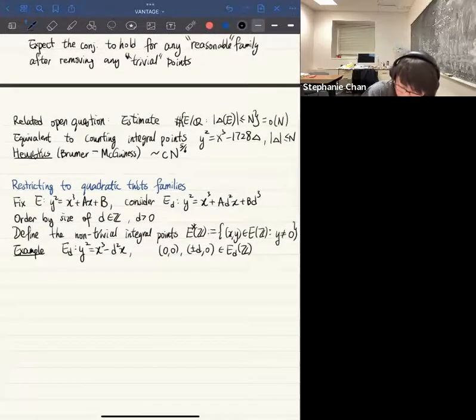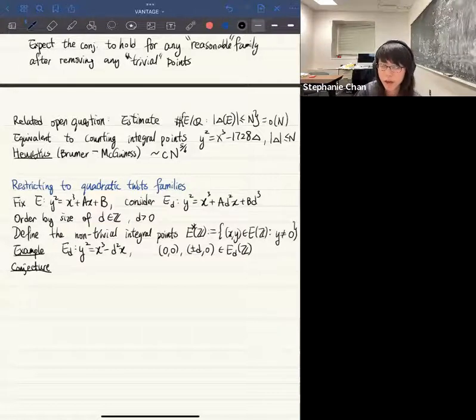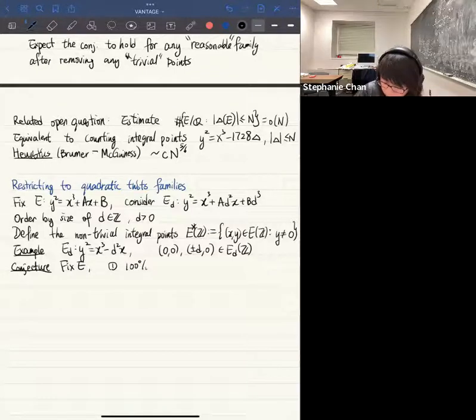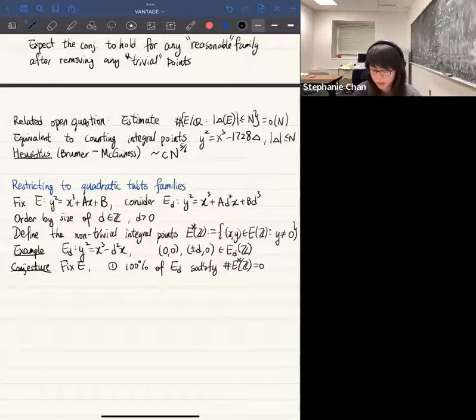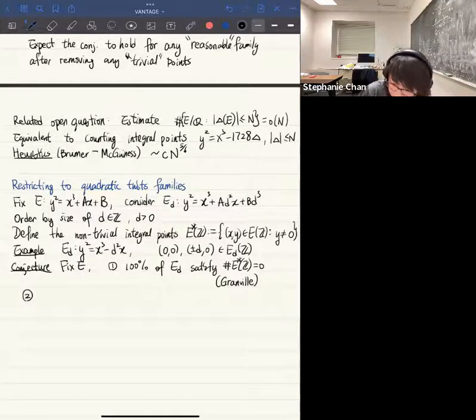Okay, so the conjecture here, which is just a different version of the conjecture I stated before, but now I'm stating it for the quadratic twist family, is that now I fix an E and then I twist them. So 100% of the curves in this family have no non-trivial integral points. This is for quadratic twists. This is actually a version of a conjecture by Granville. Of course, you can also state the average version of this.